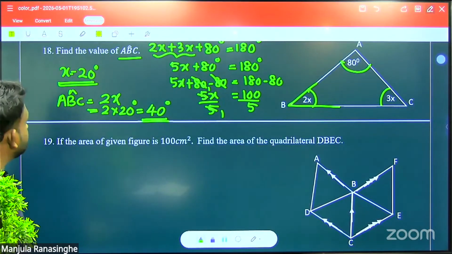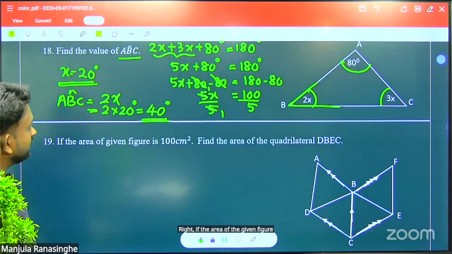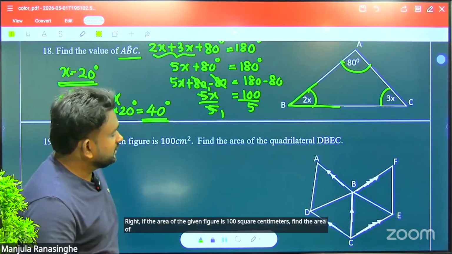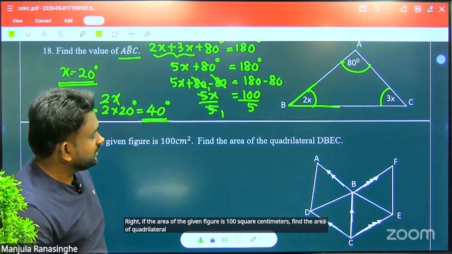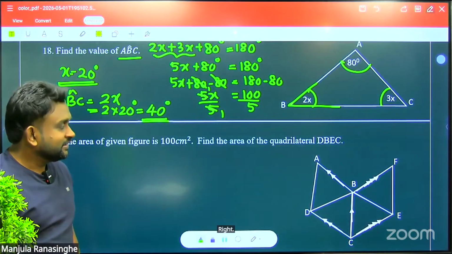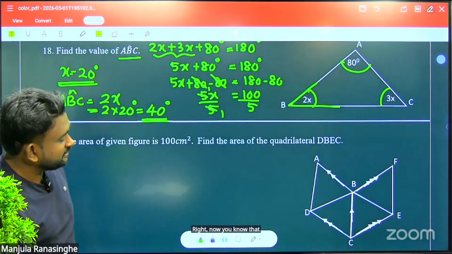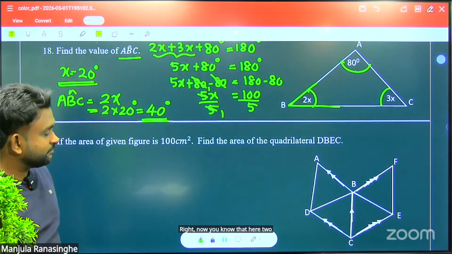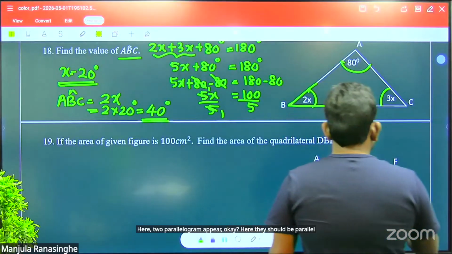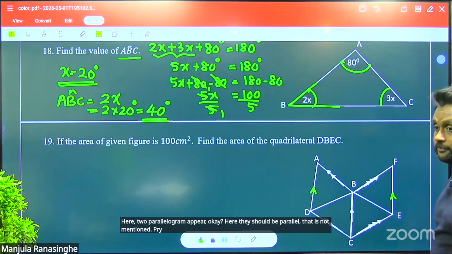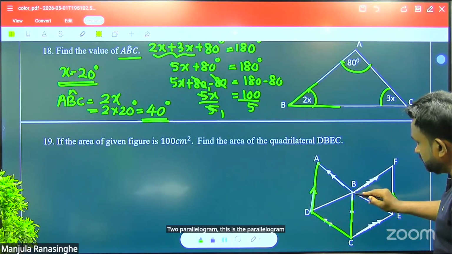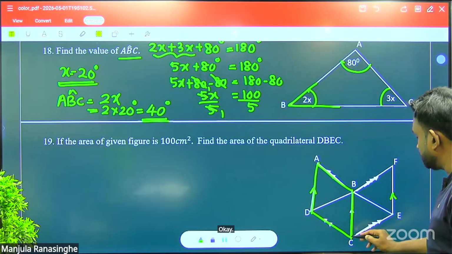Right. If the area of the given figure is 100 square centimeters, find the area of quadrilateral DBEC. Now you know that here two parallelograms appear. Here these should be parallel, that is not mentioned. Two parallelograms appear. This is a parallelogram, as well as this is a parallelogram.